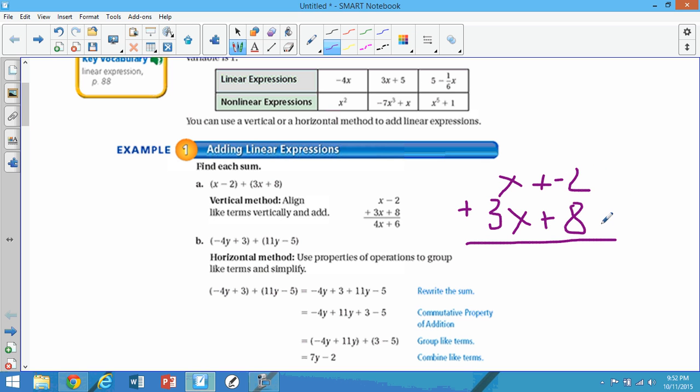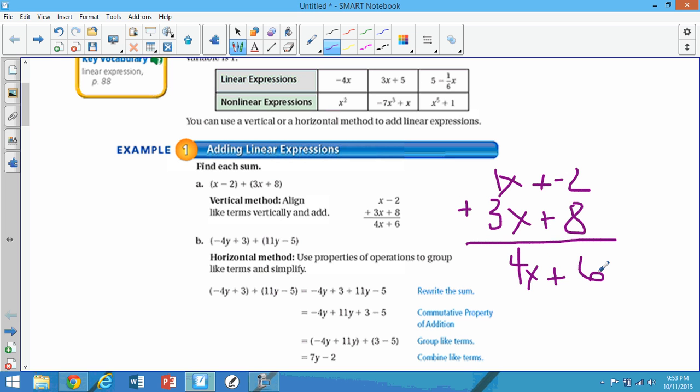So a negative 2 plus 8, those are both like. They're both numbers. They're both constants. So 8 plus a negative 2 is 6. Plus, then you have an x and a 3x. Now remember, there's an invisible 1 in front of that x. So 3 plus 1 is 4x. So our answer is 4x plus 6.